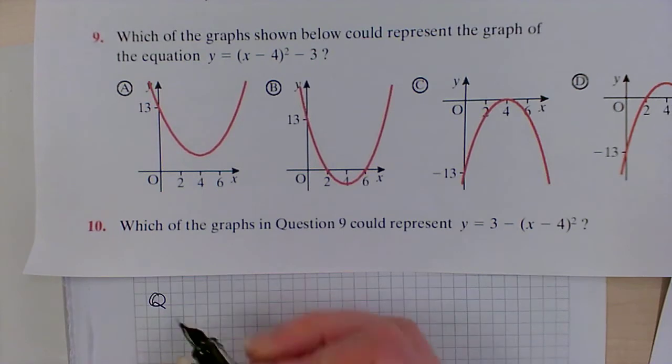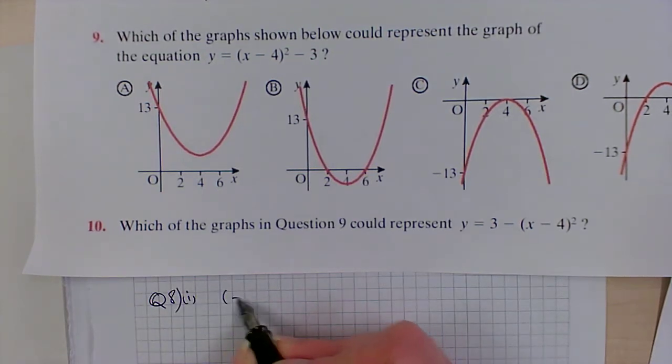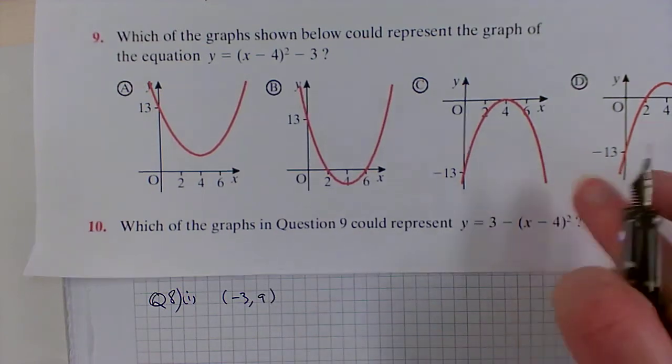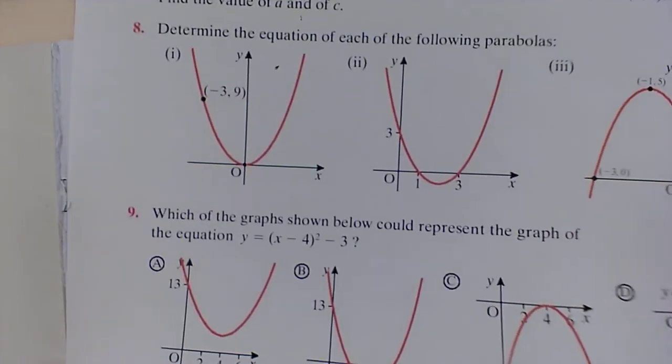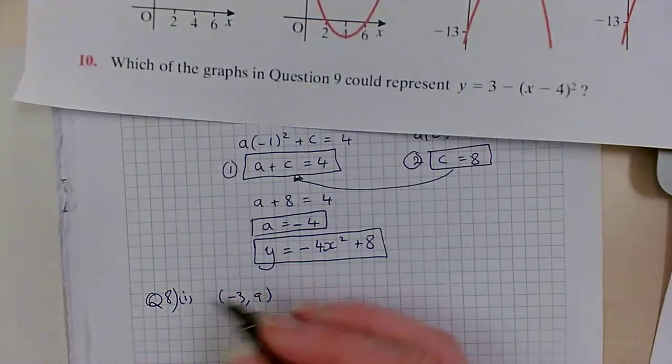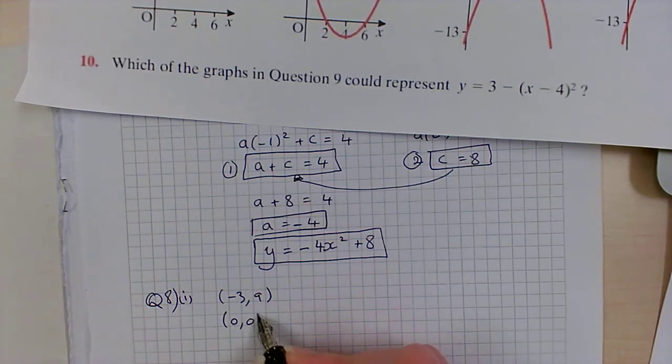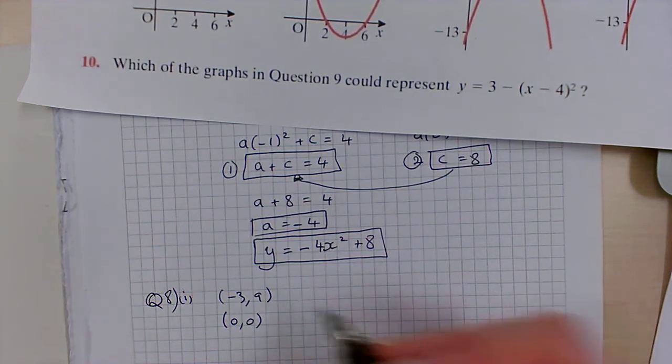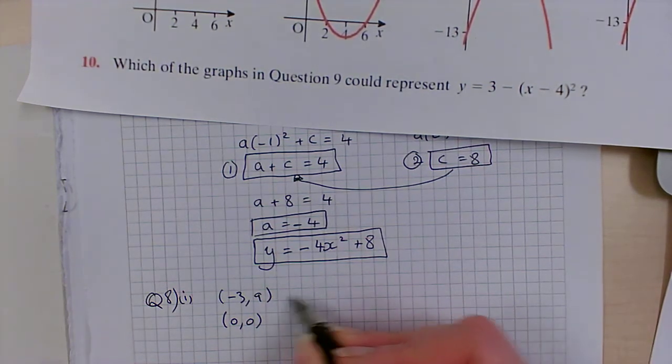So for question 8, part 1, I have the points -3, 9, and I also have the point, we can see it goes through the origin, I have the point 0, 0, which means I have, maybe it's easier to understand if I do it the long way. I was going to take a shortcut, but I think I'm not going to.